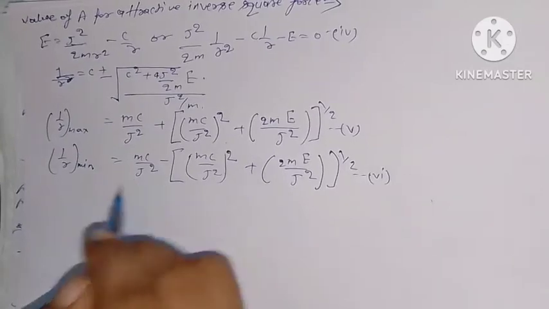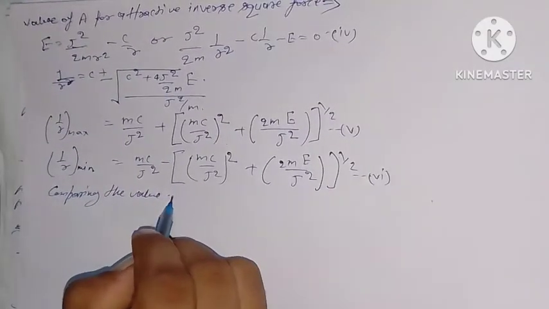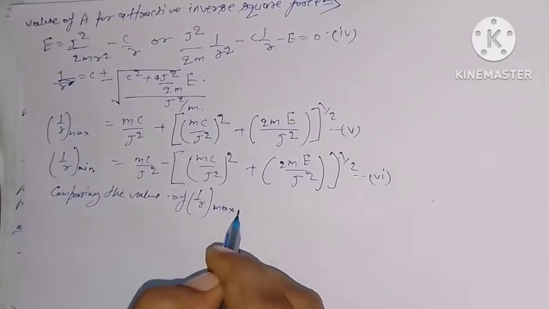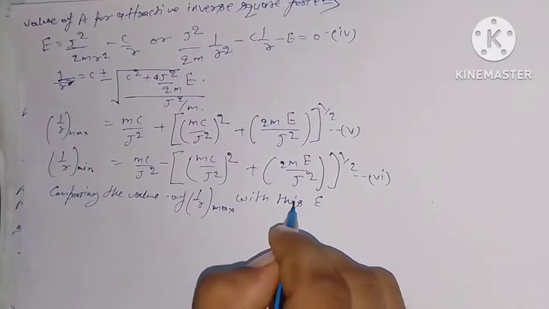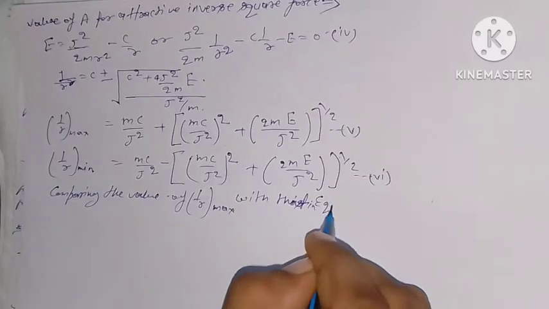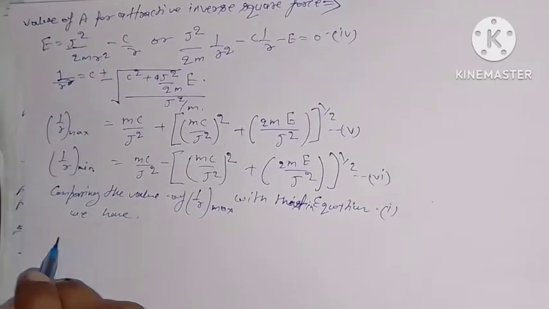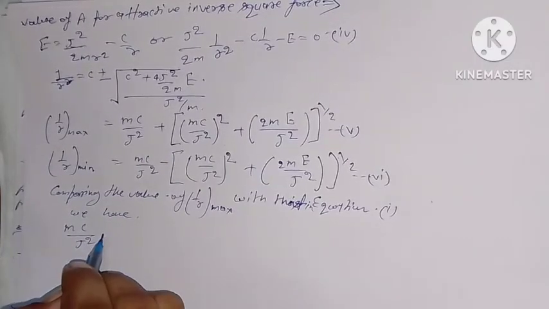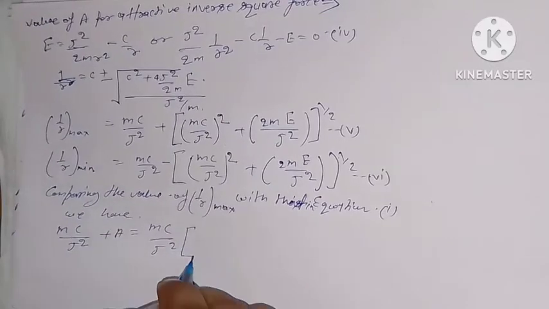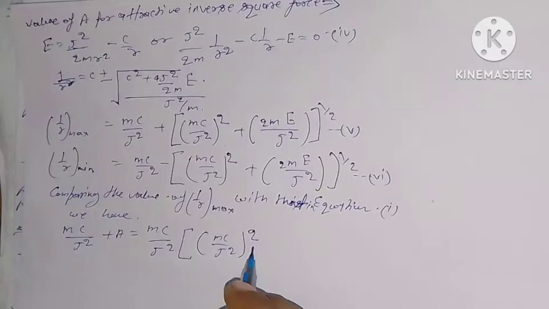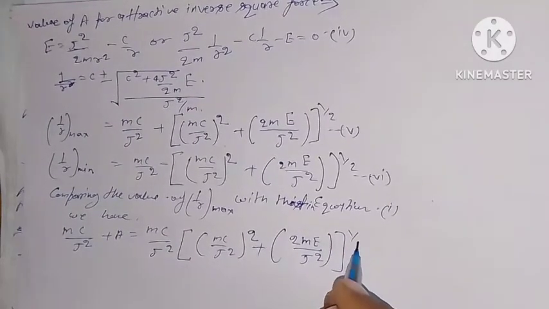Comparing the value of 1 upon r max with this equation, so that in the equation first we have mC upon J square plus A equal to mC upon J square, in bracket, mC upon J square, whole square plus 2mE upon J square, bracket close, whole to the power 1 by 2.